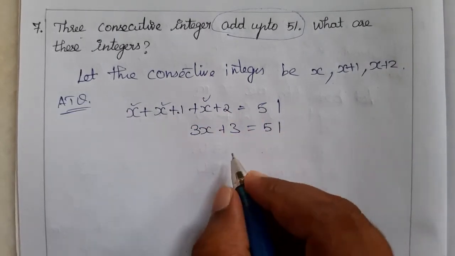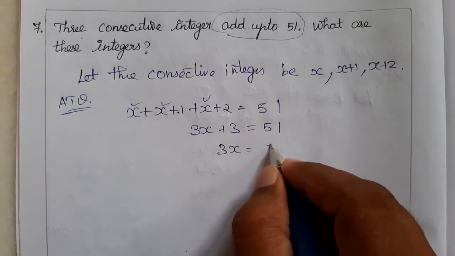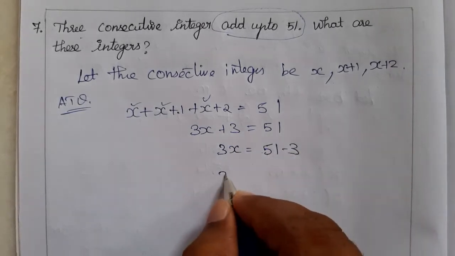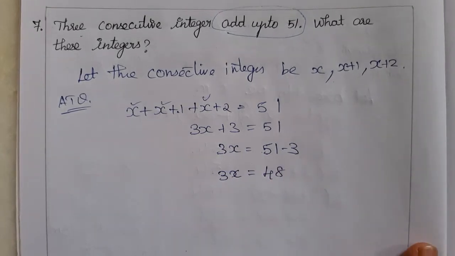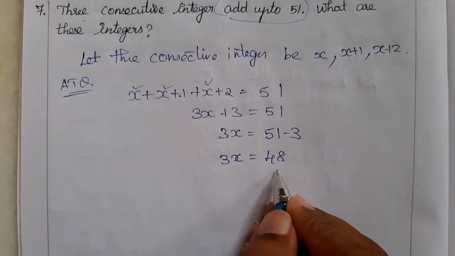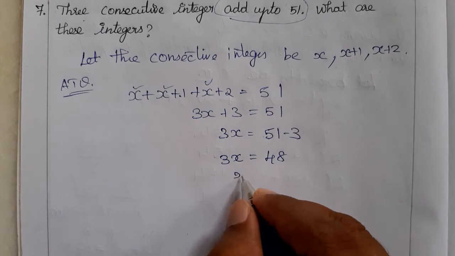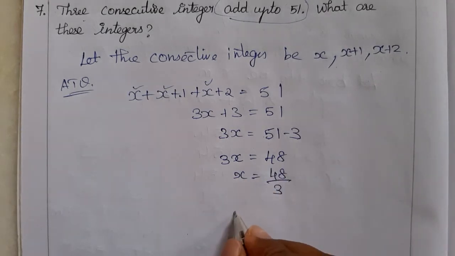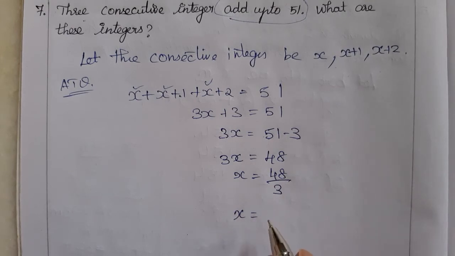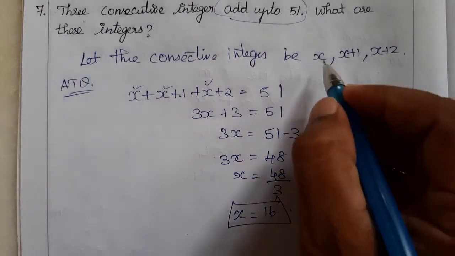If you transform 3 to this side, it will become a subtraction. So 51 minus 3, so 3x is equal to 48, right? 51 minus 3 is 48. And the 3 will become a division. Since it is multiplication on the LHS, when you come to the RHS, it will become a division. And in the 3 table, does 48 present? Yes. How many times? 16, right? So the first integer is 16.